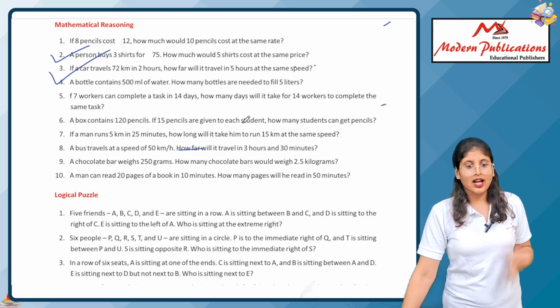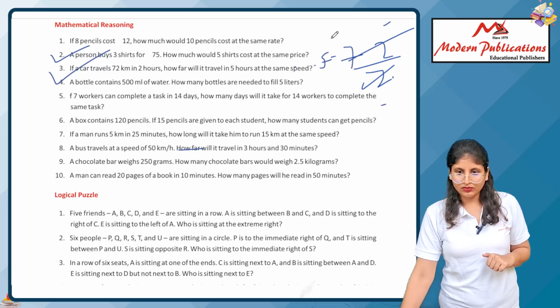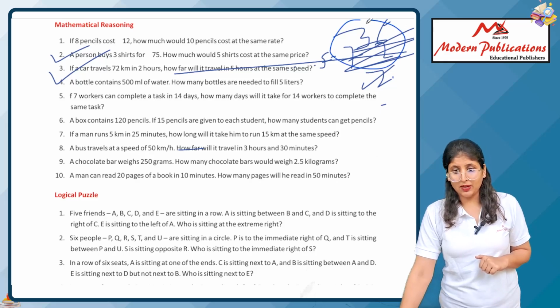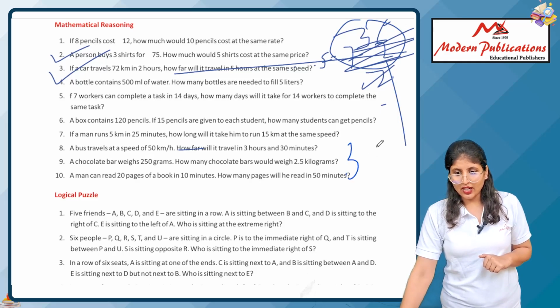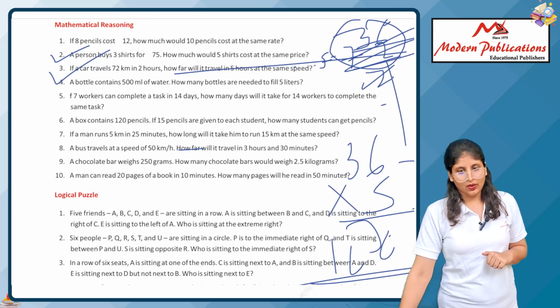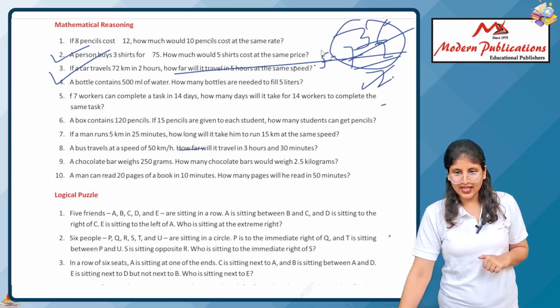Next, a car travels 72 kilometers in 2 hours. To find the speed, we calculate 72 divided by 2, which is 36 kilometers per hour. How far will it travel in 5 hours at the same speed? The speed is 36, so in 5 hours they travel 180 kilometers. Like this you have to do. Clear? Easy peasy?